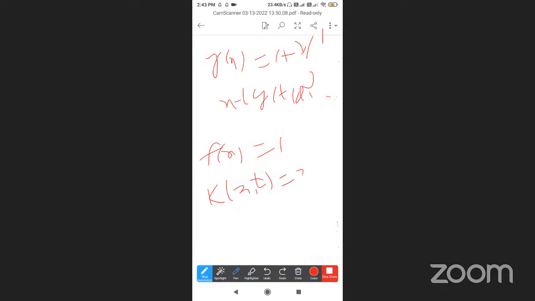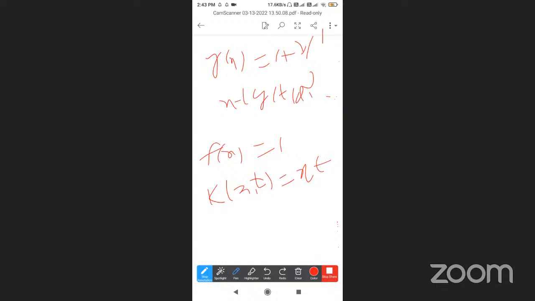So y of x is equal to 1 plus lambda times the integral from 0 to 1 of x t y of t dt. Compare this with equation 13, the Fredholm integral equation for the method of successive approximation: y of x is equal to f of x plus lambda times the integral from 0 to 1 of k of x comma t y of t dt. Here f of x is equal to 1, and the kernel k of x comma t is equal to x t. So from the right-hand side of the 13th equation we can find y1 of x.